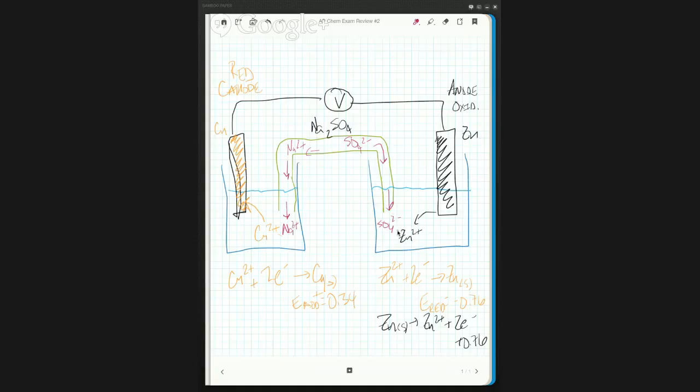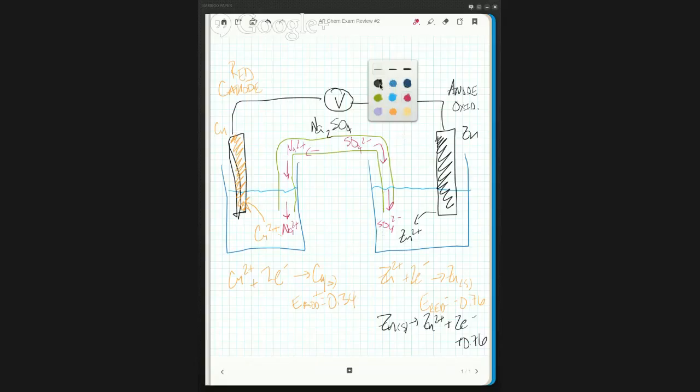But you'll notice that I am not drawing the zinc 2 plus going up this side or copper 2 plus going up that side, because the cations and anions on each side are not going into the salt bridge. The salt bridge is giving off whatever ions are inside of it.